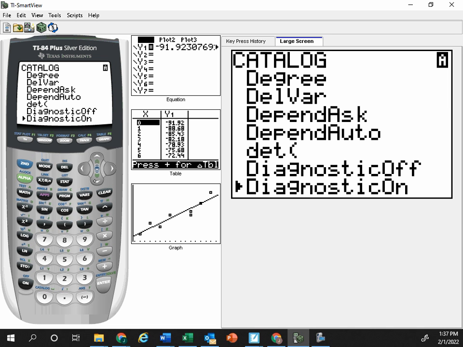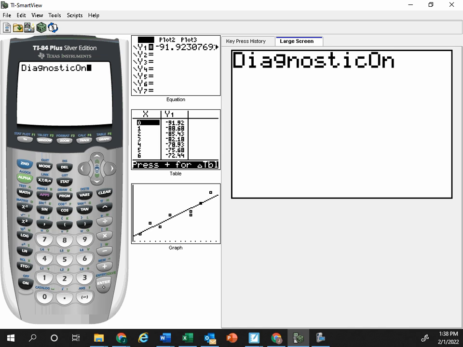Will you have to do that every time? Nope. Just once. If your memory gets reset, then you have to do it again. How do you get that? So catalog, do you see that in blue above the 0? At the bottom of your calculator. So second 0. Yep. So second 0. And then you're in the catalog and then just get to the D's. And then you push enter. And you push enter again until it says done.